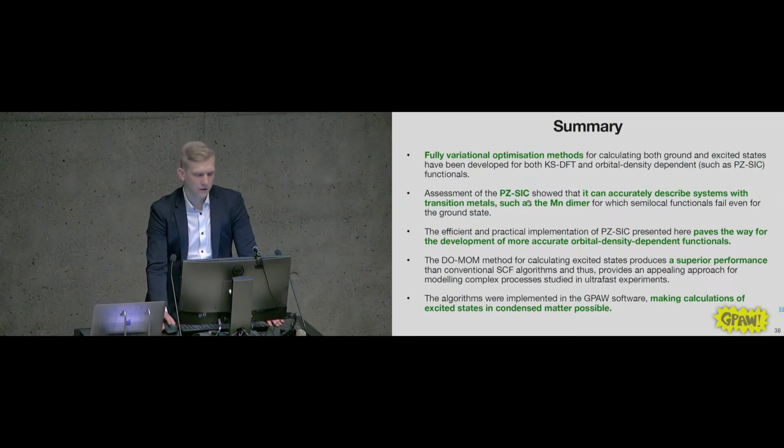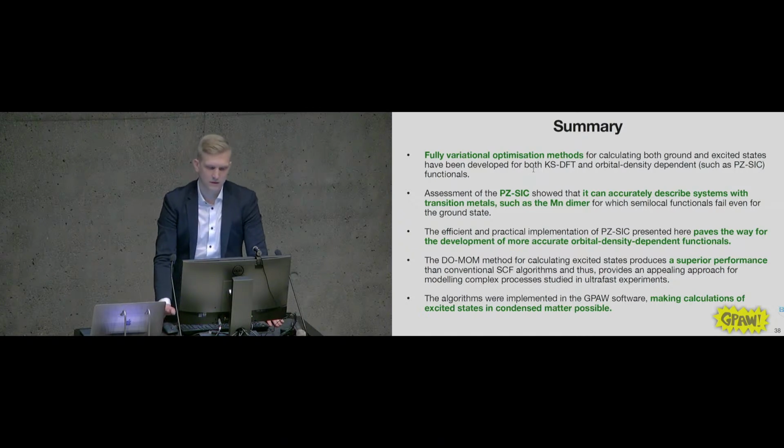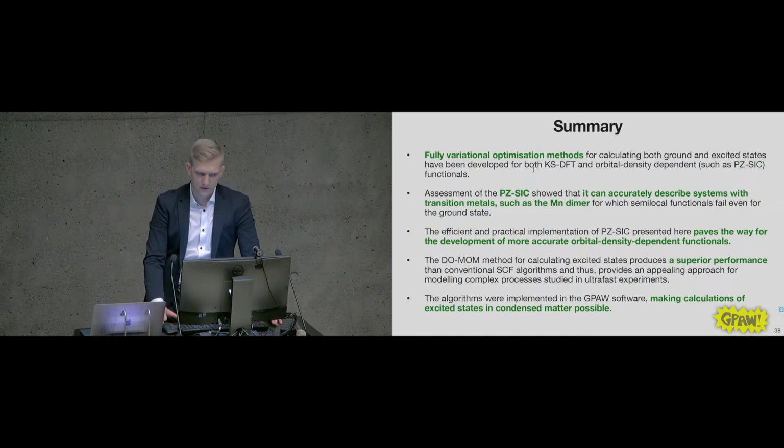Then we also calculated electronic states of the manganese dimer and showed that it can accurately describe such a system where semi-local functionals fail. The most important thing is that now we have implemented these methods, and we finally can focus on the development of better approaches than the self-interaction correction, better forms of orbital density dependent functionals, and this is a very exciting and new area which I would like to work on in the future.